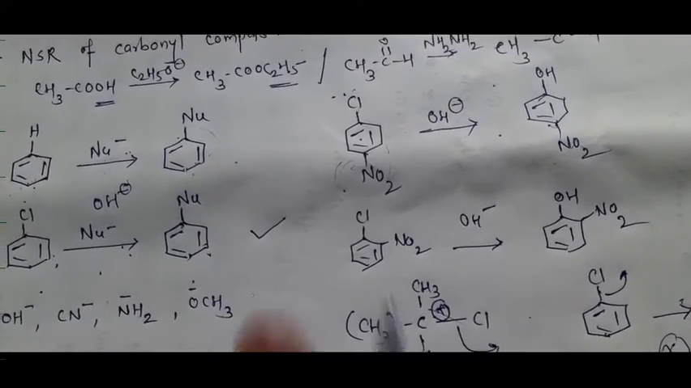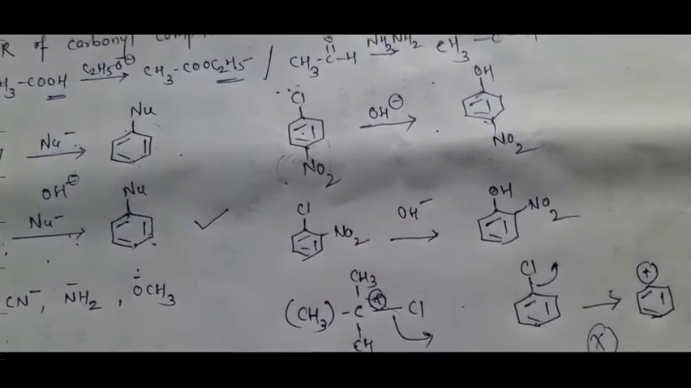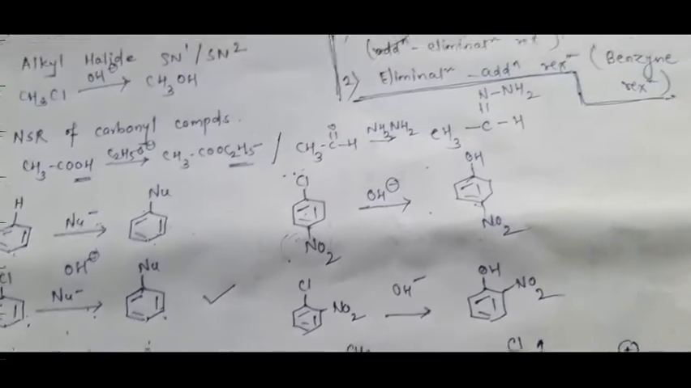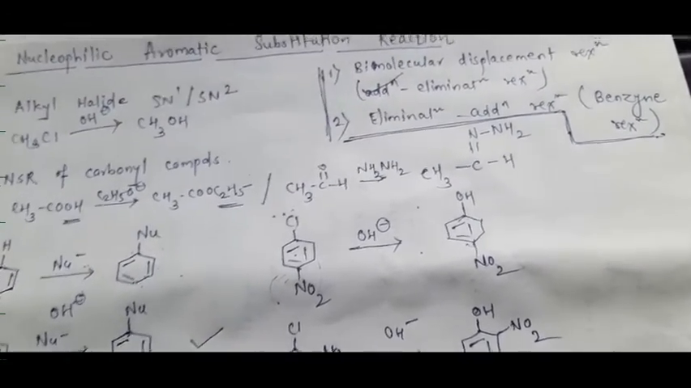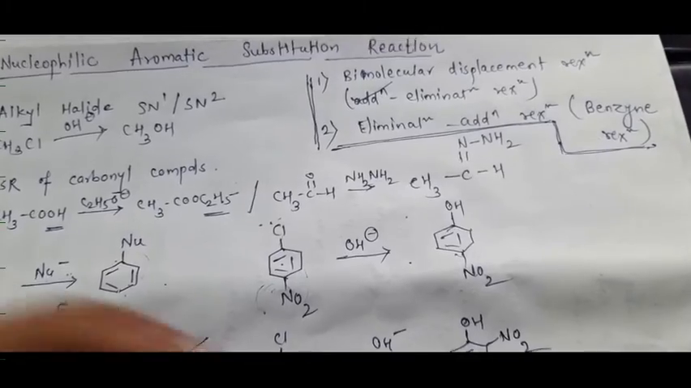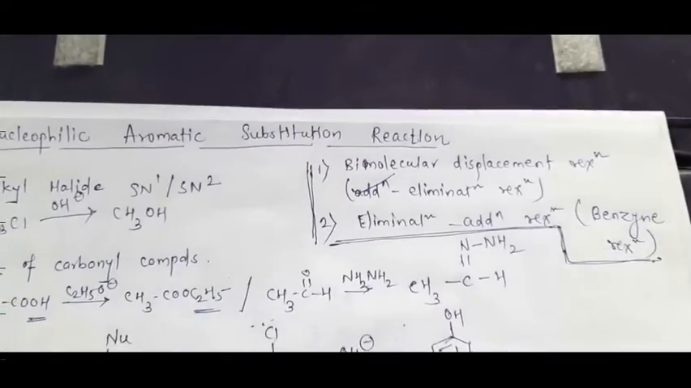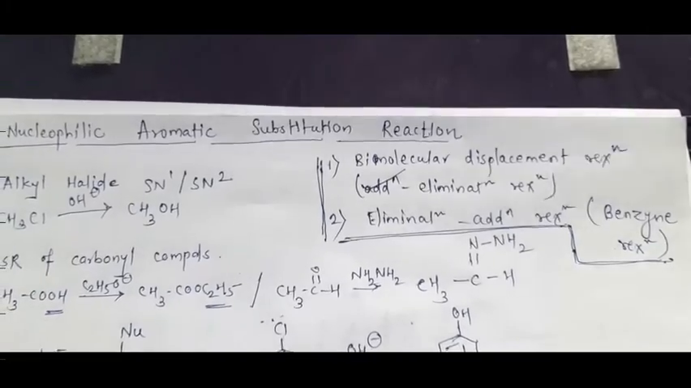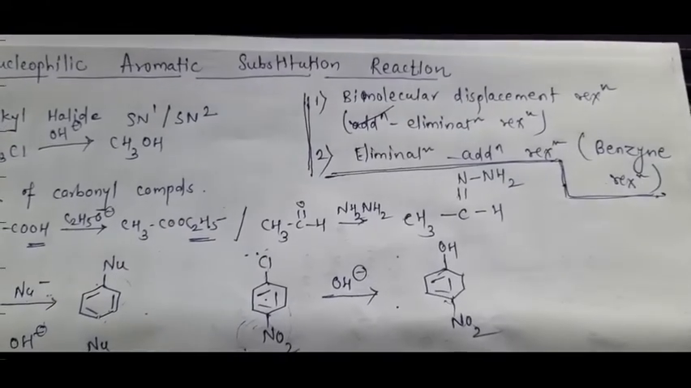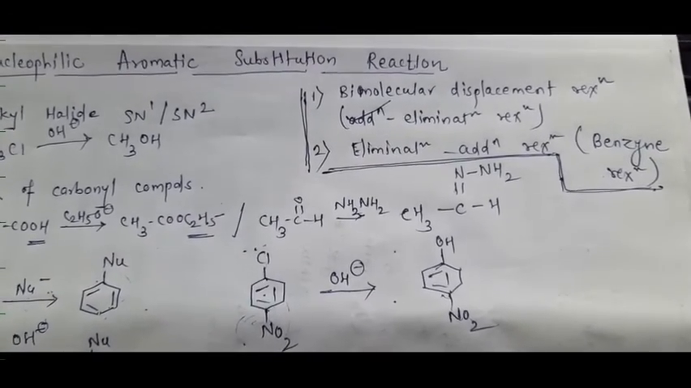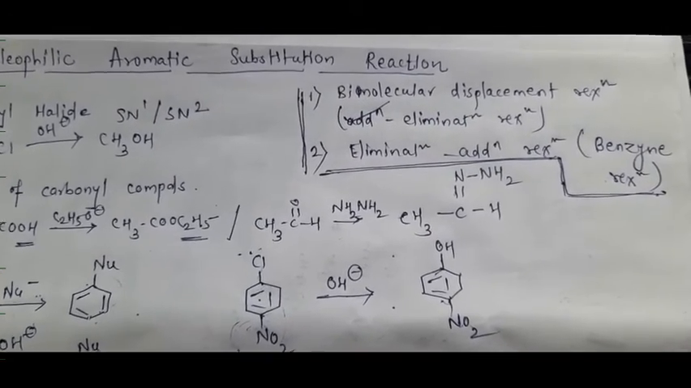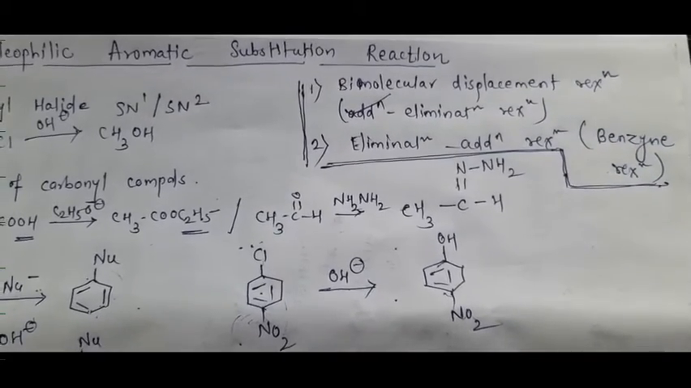So this is the second point that we need to take a call on: though these reactions are possible, they involve an altogether different mechanism. What is that mechanism that we will see? But before going into that mechanism, there are two types in nucleophilic aromatic substitution reaction. This is either the bimolecular displacement reaction or the elimination addition reaction. The bimolecular displacement reaction is also called the addition elimination type, and the elimination addition reaction is also called the benzyne reaction. Don't try to recollect all these terms at a stretch.